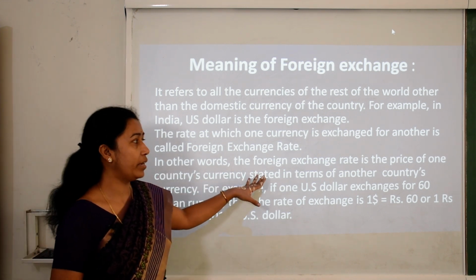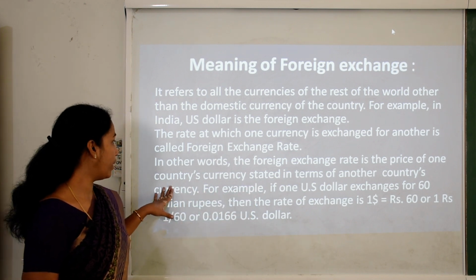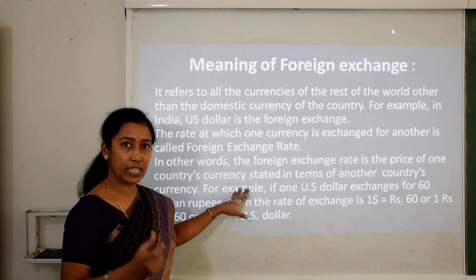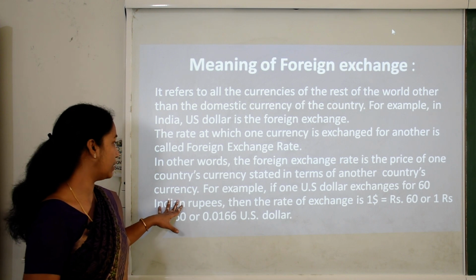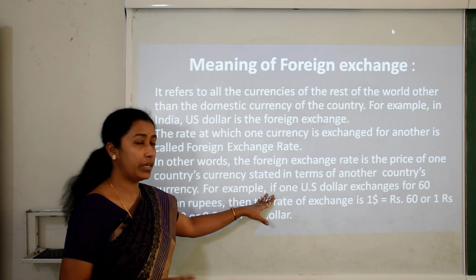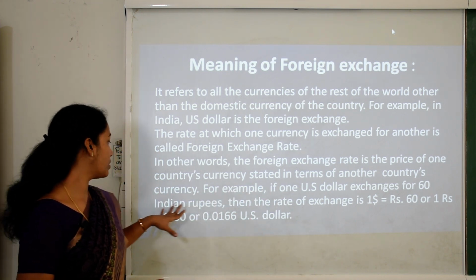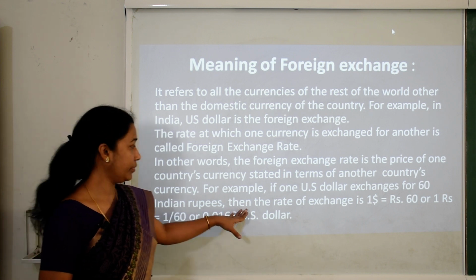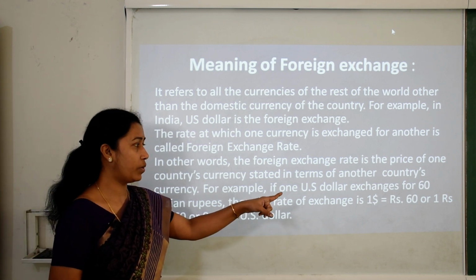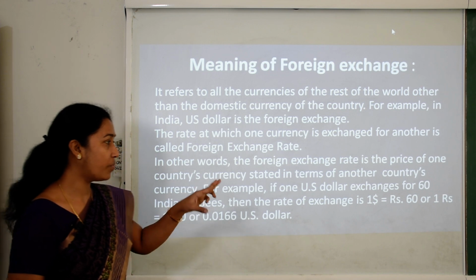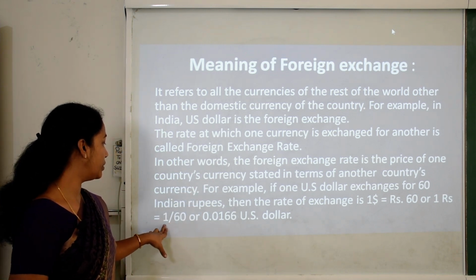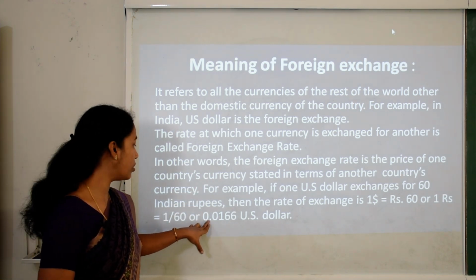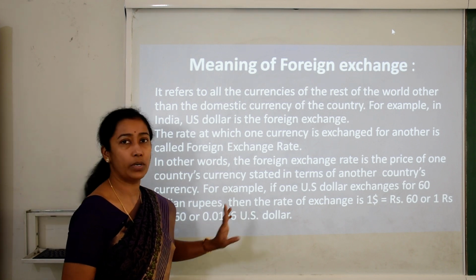In other words, the foreign exchange rate is the price of one country's currency stated in terms of another country's currency. For example, if one US dollar exchanges for 60 Indian rupees, then the rate of exchange is $1 equals rupees 60, or we can say 1 rupee is equal to 1 divided by 60, or 0.0166 US dollar.